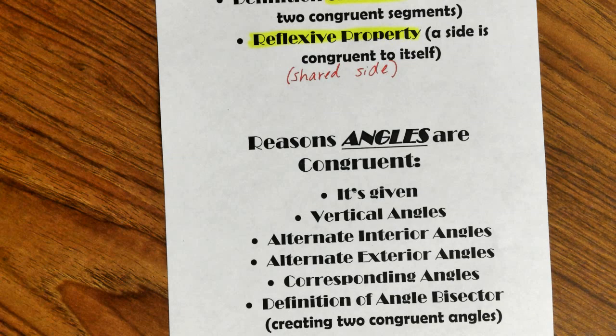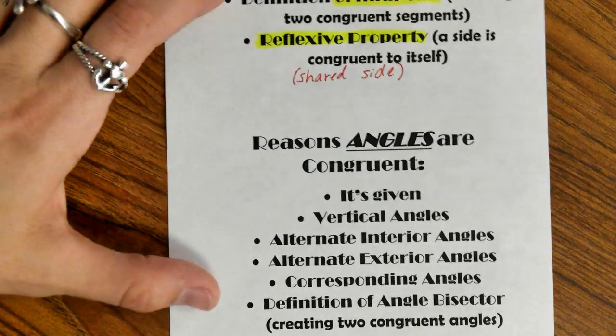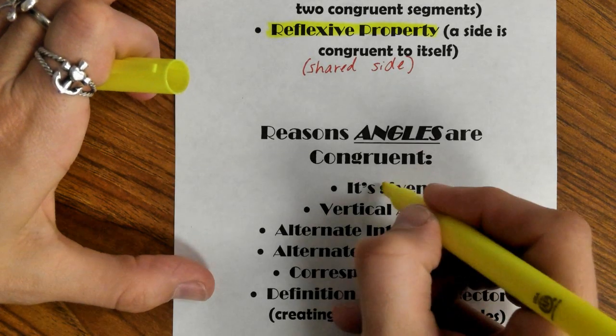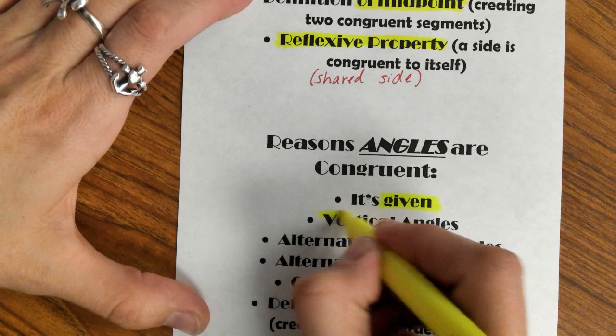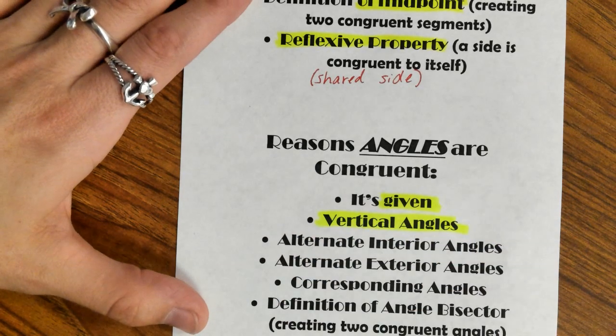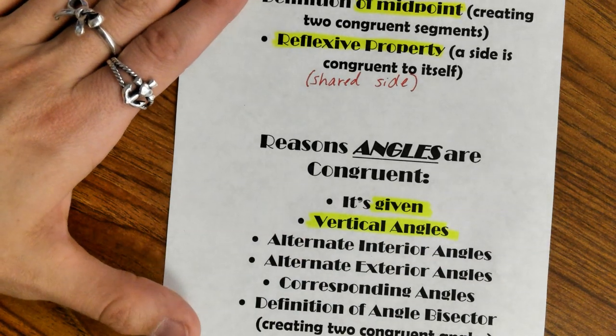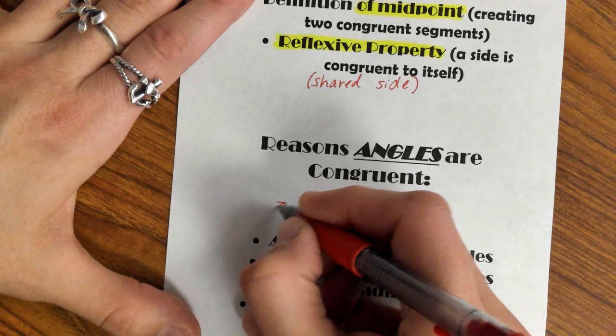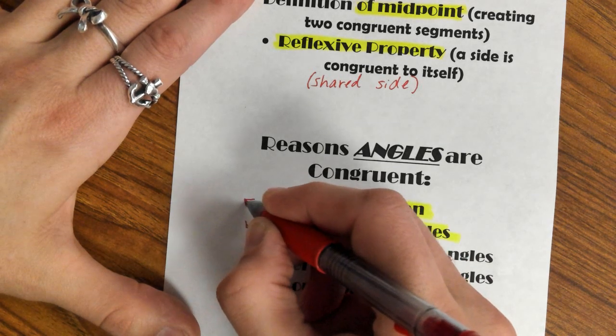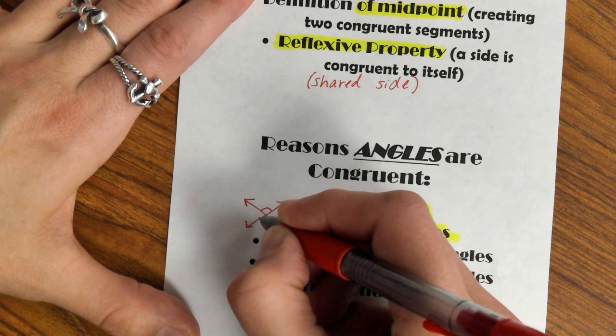The reasons that angles might be congruent is, again, it might be a given, so you always look up at the given. We may have vertical angles, and this is something that we need to pay close attention and look for, because if you have vertical angles with 2 triangles, remembering that vertical angles are going to be across the vertex from each other like this.